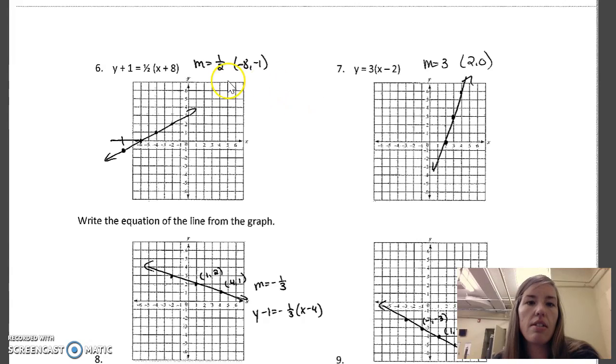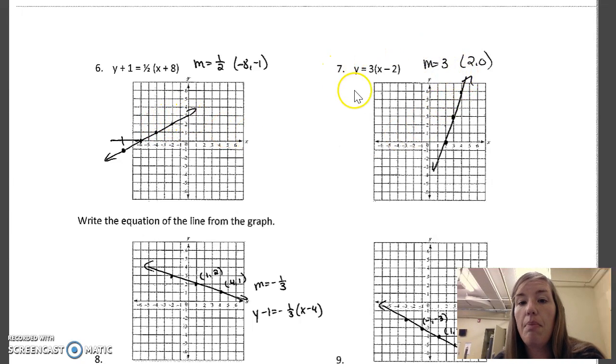Number 6, same idea. Slope is 1/2. Point is negative 8, negative 1. My apologies, it doesn't really fit on the graph that I gave you, so you did have to make your graph a little bit bigger. So you're at negative 8, negative 1. Up 1, right 2, and you can keep going up 1 and right 2 a bunch.